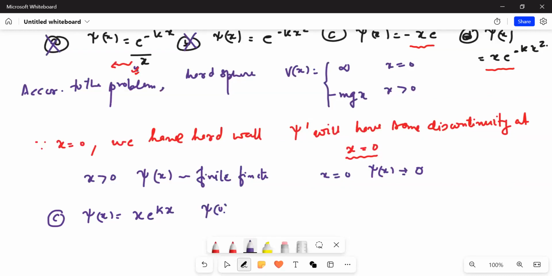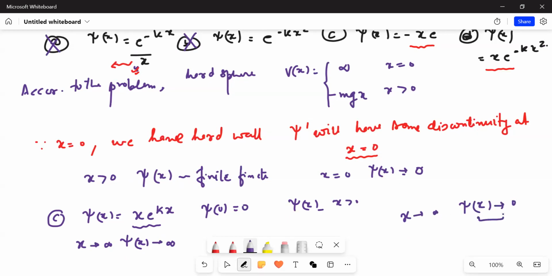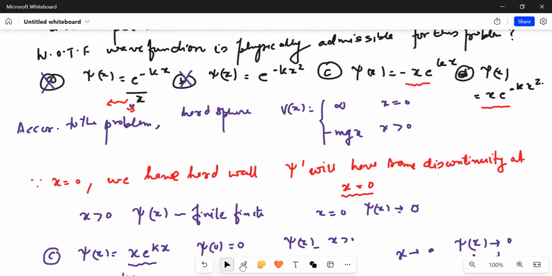Indeed, psi 0 is 0. It is fine. And psi x for all x greater than 0 is also fine. But do think about this. As x tends to infinity, psi x goes towards infinity. For a physically realizable wave function, we must have that as x tends to infinity, your psi x must go to 0. So the most appropriate wave function that you can select for the above would be option number D.